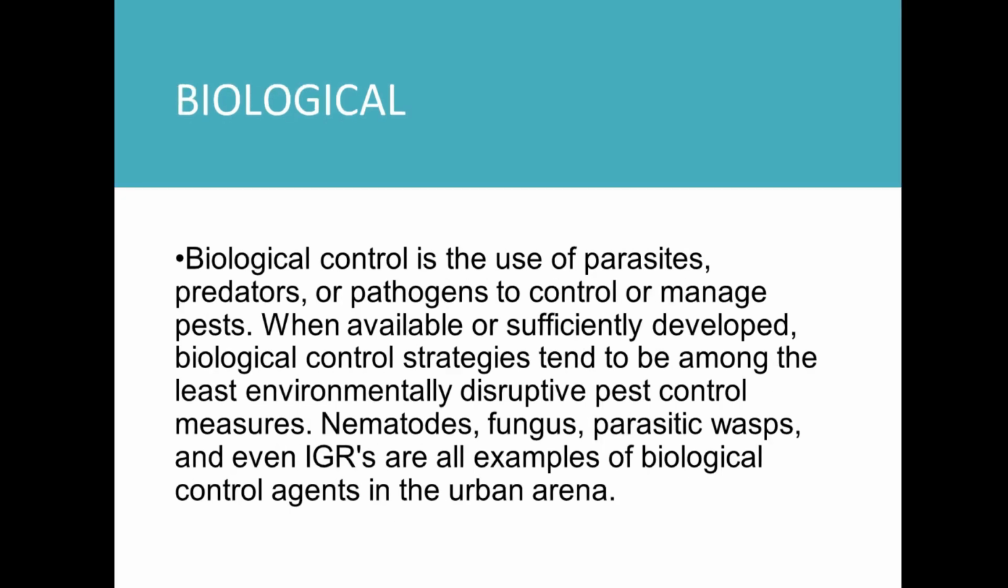Biological. Biological control is the use of parasites, predators, or pathogens to control or manage pests. When available or sufficiently developed, biological control strategies tend to be among the least environmentally disruptive pest control measures. Nematodes, fungus, parasitic wasps, and even IGRs are all examples of biological control agents in the urban arena.